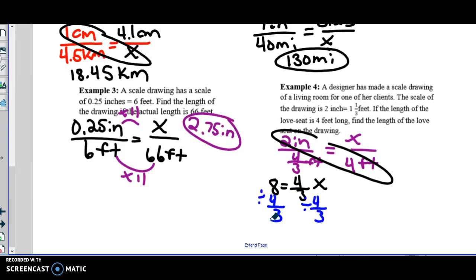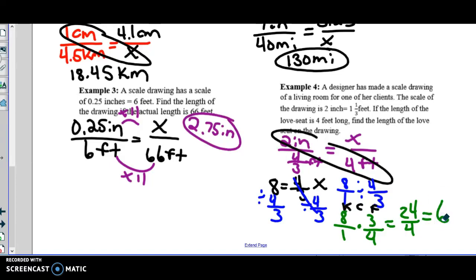And so when I divide fractions, 8 over 1 divided by 4/3, let's do keep, change, flip, or multiply by the reciprocal. So my problem becomes 8 over 1 times 3/4. 8 times 3 is 24. 1 times 4 is 4. 24 over 4 can simplify to 6. So my answer, because I was looking for x and the numerator is inches, is 6 inches. Alright, in this lesson, we learned how to create and solve proportions to solve scale drawings.